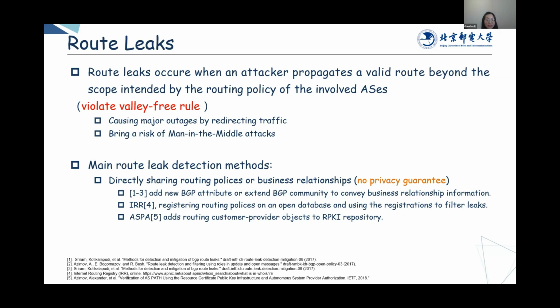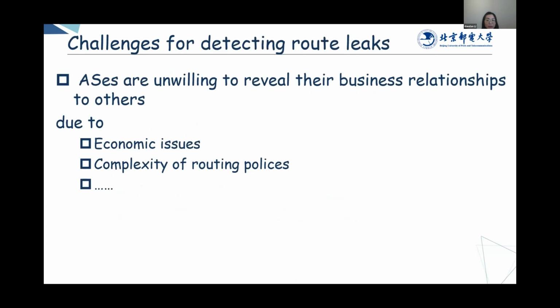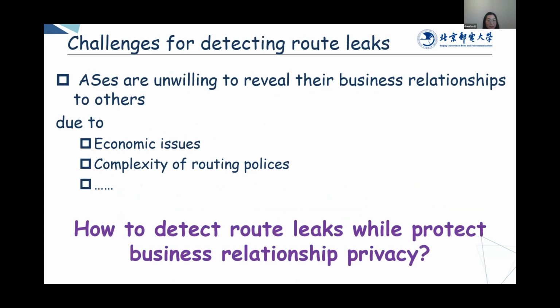Recently, the main route leak detection methods have directly shared routing policies or business relationships. As we know, each AS only knows the relationship between itself and its neighbors, but it doesn't know the exact relationship of others due to privacy issues. In fact, ASes are unwilling to reveal their business relationships to others due to economic issues, the complexity of routing policies, and so on. An important question arises: how to detect a route leak while protecting the privacy of business relationships? Under the condition of not sharing business relationships with others, how to detect a route leak?